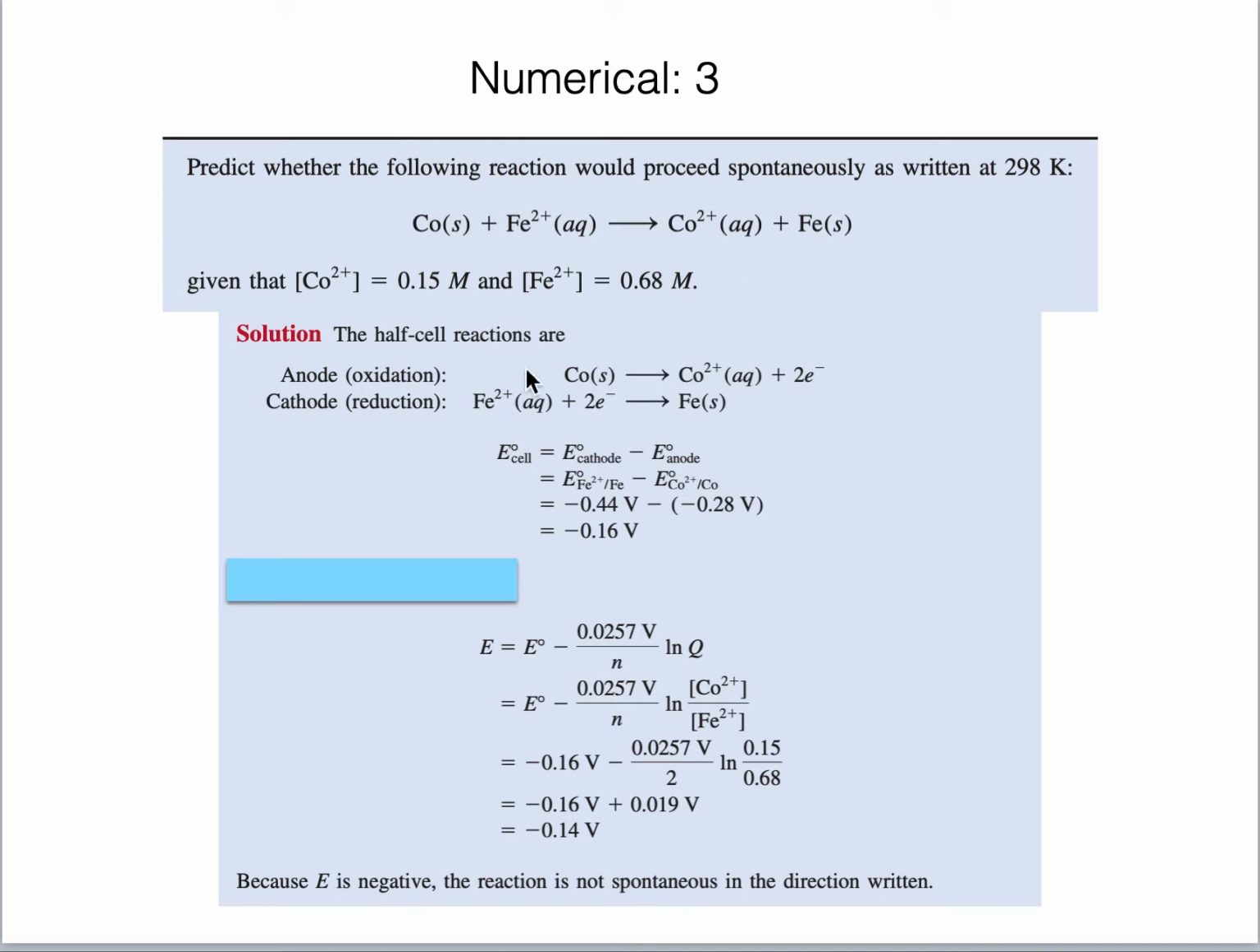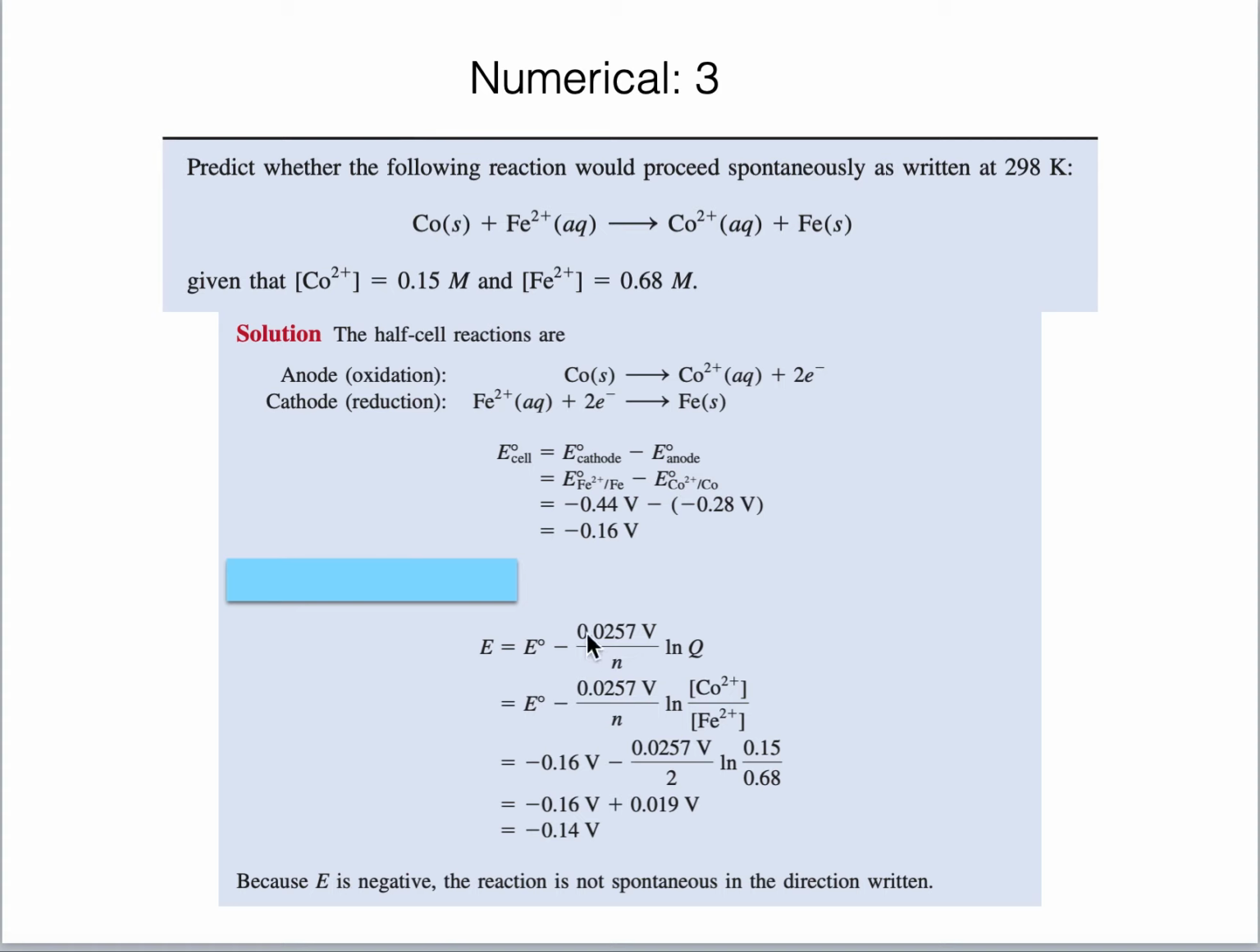Okay, now before going to the Nernst equation or even calculating E naught cell, we will see the individual anode and cathode half cell reactions. For cobalt, it is simply oxidizing to cobalt 2 plus with removal of 2 electrons, and iron 2 plus is picking up these 2 electrons to give iron solid. It's quite simple since 2 electrons are being exchanged. So N is 2, and E naught cell is calculated by taking the values from electrochemical series, which comes out to be minus 0.16 volt.